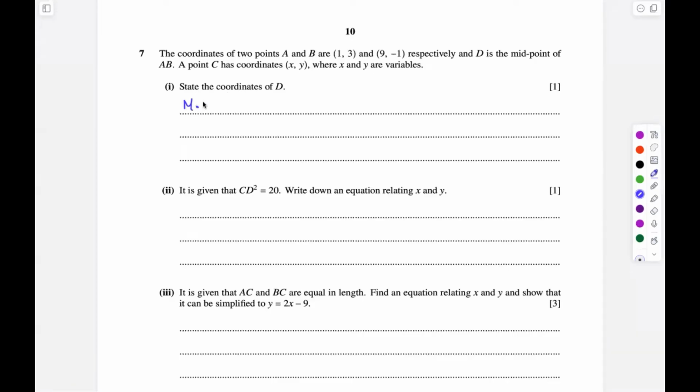In the first step, as it is the midpoint of AB, we'll use the formula (x1 plus x2) upon 2, so that will become (1 plus 9) upon 2, and (y1 plus y2) upon 2, so that will become (3 plus minus 1) upon 2. Simplifying this, we get 10 upon 2, which is 5, and 2 upon 2, which is 1. So 5 and 1 are the coordinates of D.